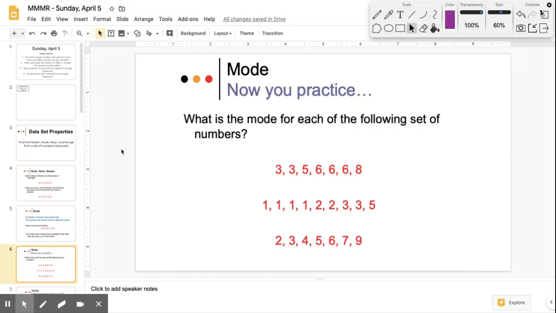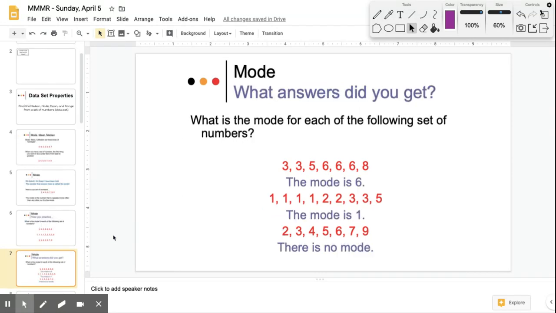So now you're going to practice. You are going to find the mode for each set of these numbers. So you can pause the video, write out these sets of numbers on your notebook paper, and then find the mode for each. When you are finished, you can unpause the video so you can see the answers on the next slide.